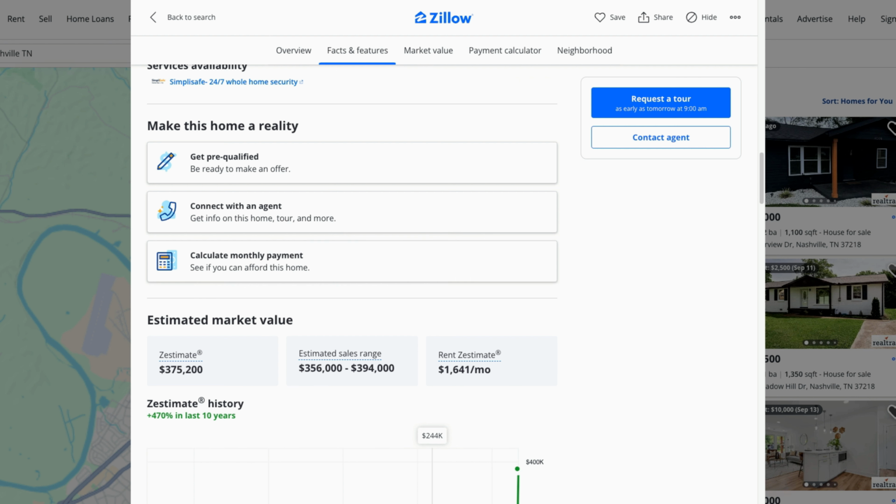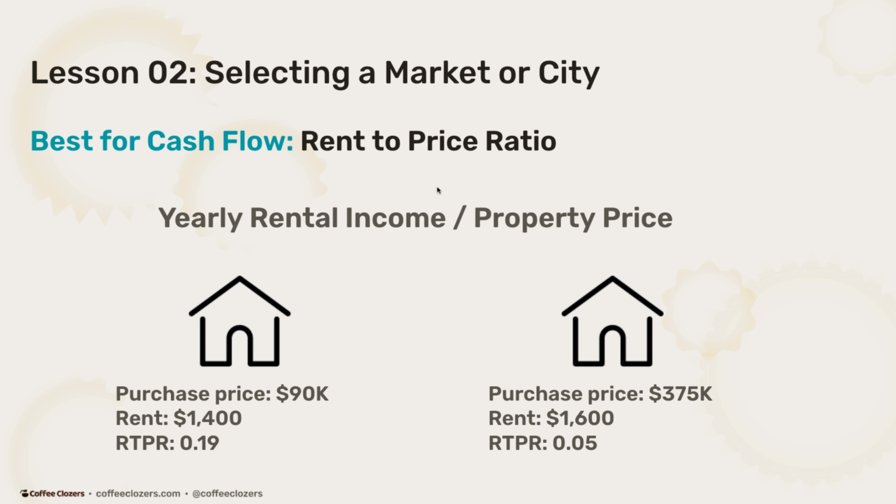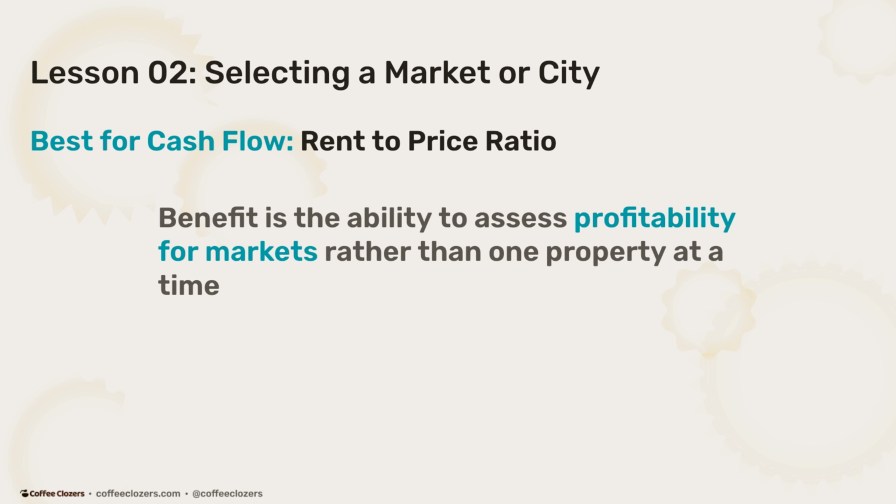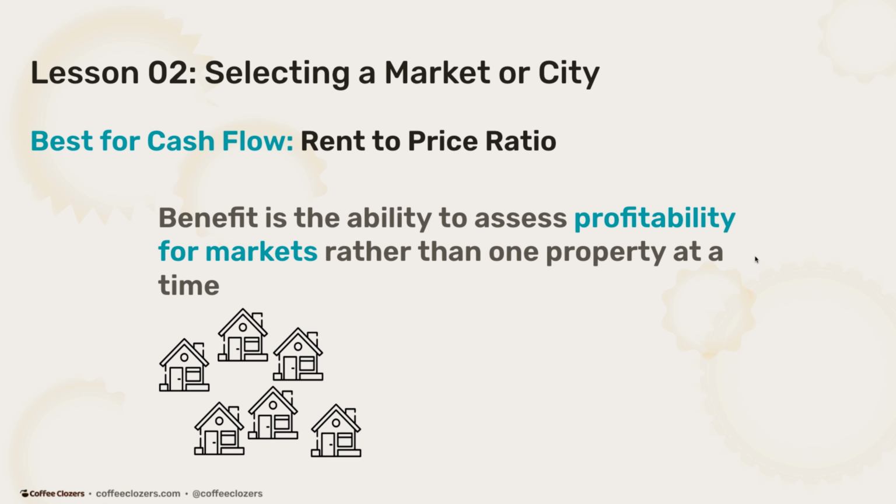Now, to do this against every single property would be very cumbersome and require a lot of data. This is why rent to price ratio is key. The benefit in rent to price ratio is it gives us the ability to assess profitability for markets rather than just one property at a time. So instead of us calculating this value across all these different properties, we can quickly use summary metrics of median rent and median price to calculate at a zip code, county, and state level to help us then zone in on areas that are high for cash flow.